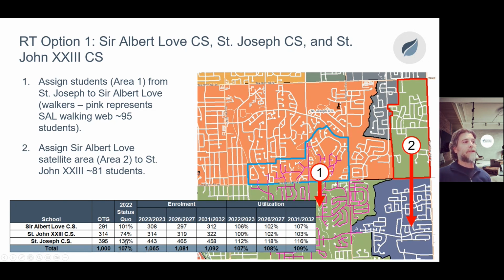Well, utilization rates at St. Joseph would drop from 136% to 112%. St. John, that's below capacity, would increase to about 100% of space. And Sir Albert Love kind of stays a little bit the same. It's slightly over capacity right now, and it would remain slightly over in the short term, dropping back down to about 102 to 107%.